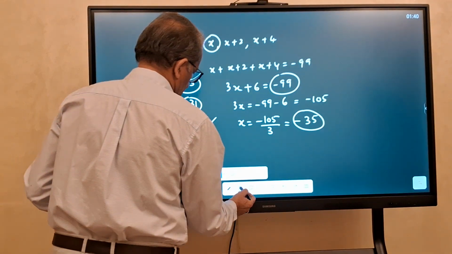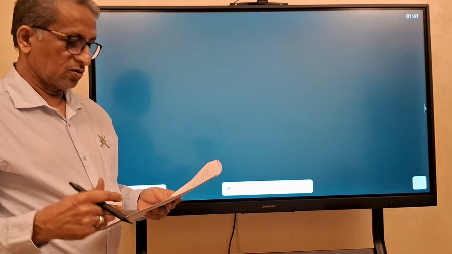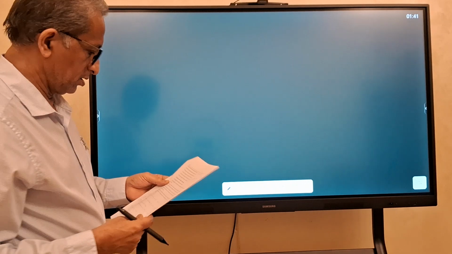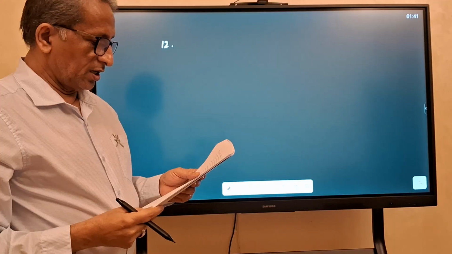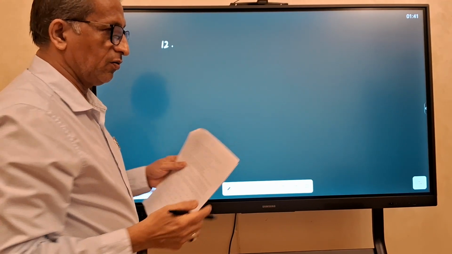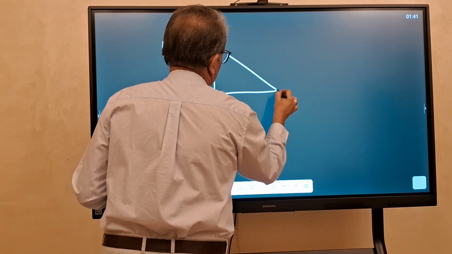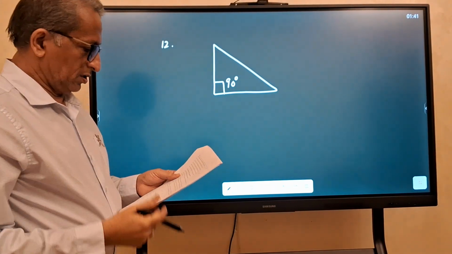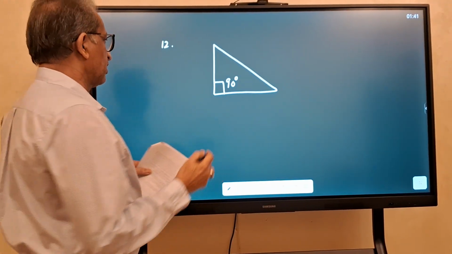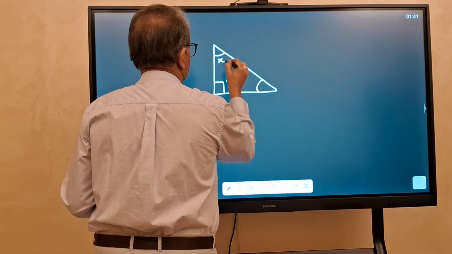Coming to the last set of questions, that is 12 to 15. Here we are using the concept of linear equation in solving geometrical problems. For example, let's see number 12. The two smaller angles of a right triangle have equal measures. So we have a right triangle. Definitely this is 90 degree. Then the two smaller angles, they have the same measure.